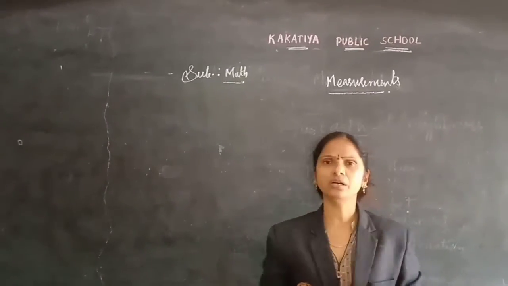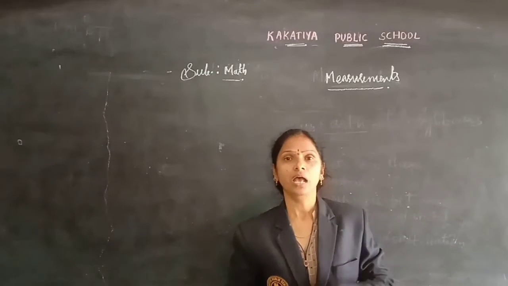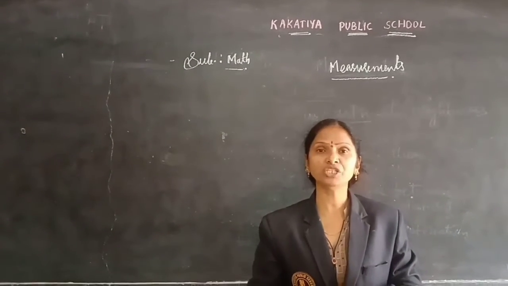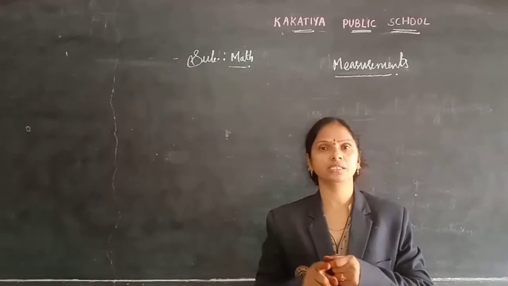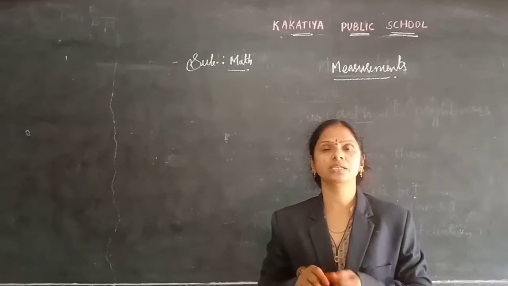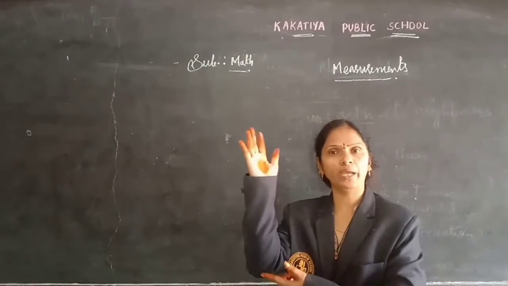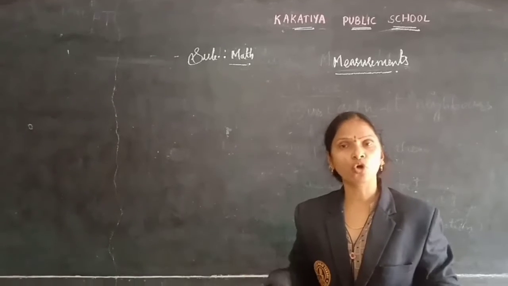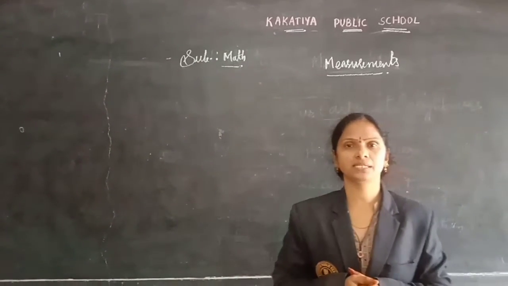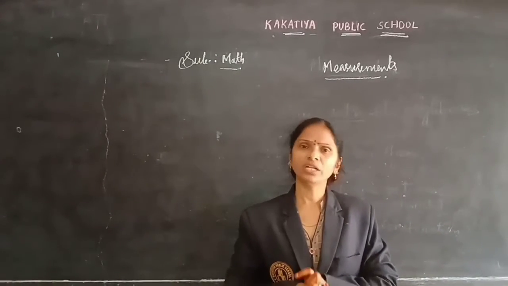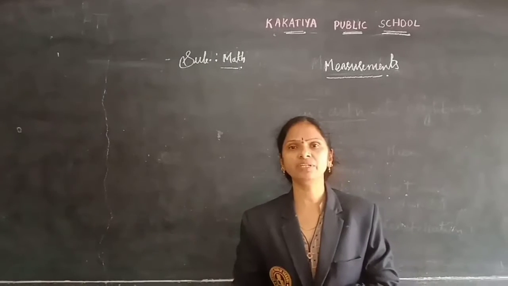How did we measure? First I will show the measures. Long years back we measured by the finger, hand span, cubit, foot and pace. What are these? Come on, let's do the activity on this.